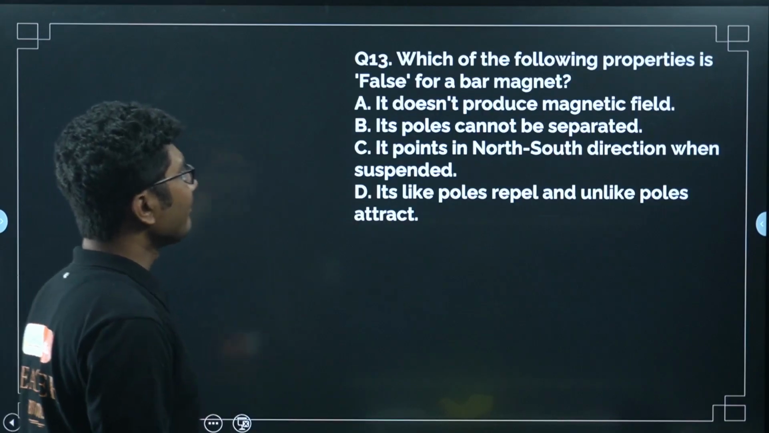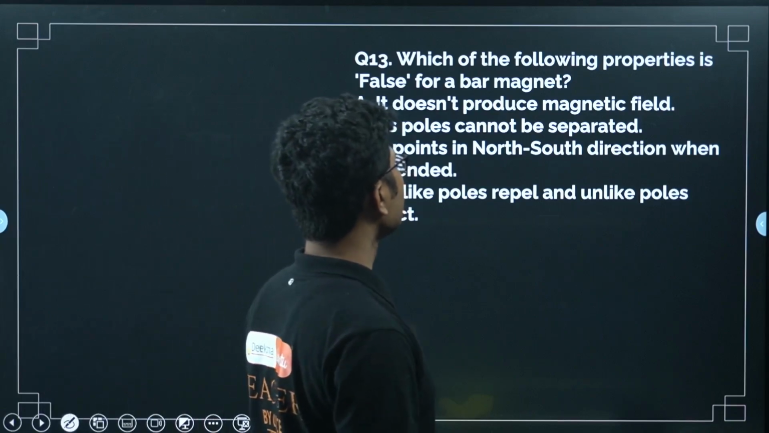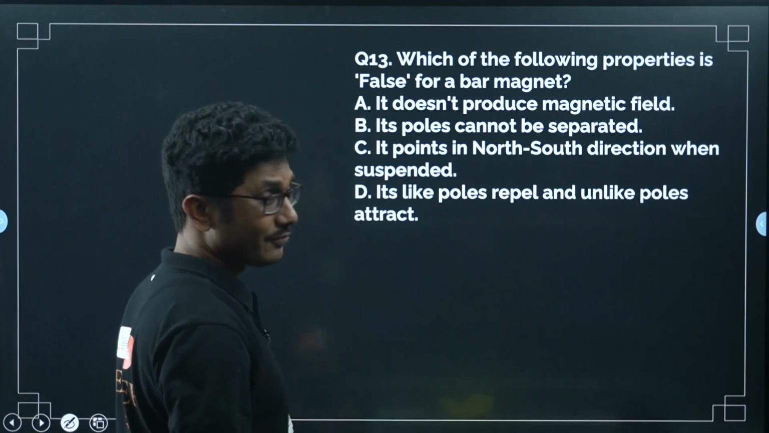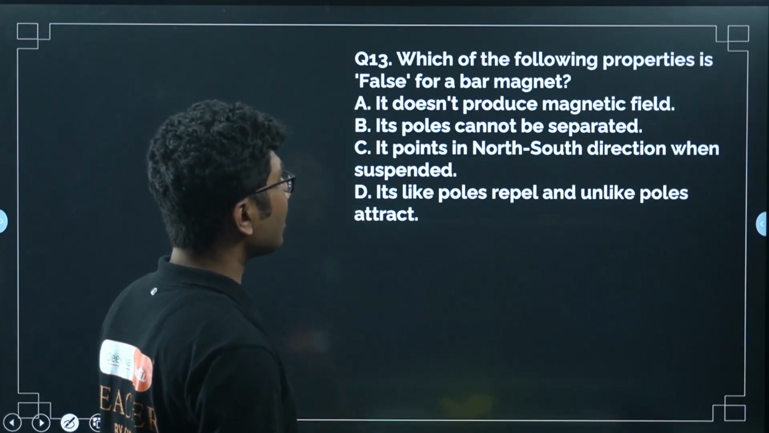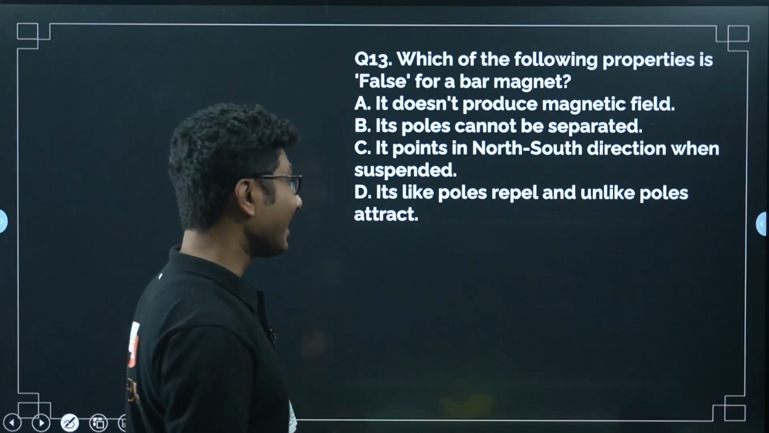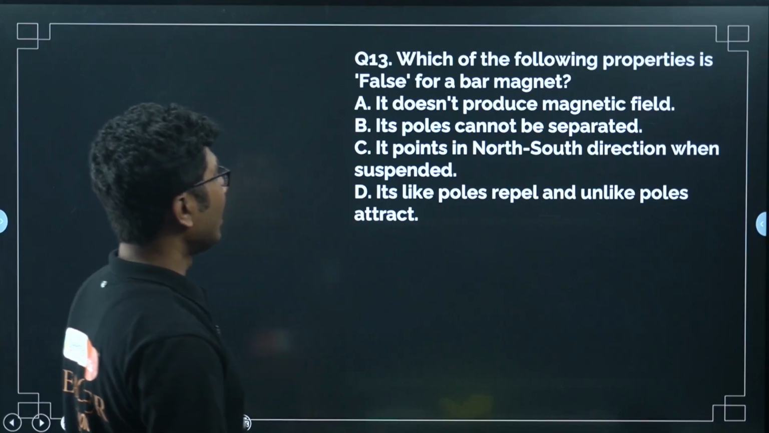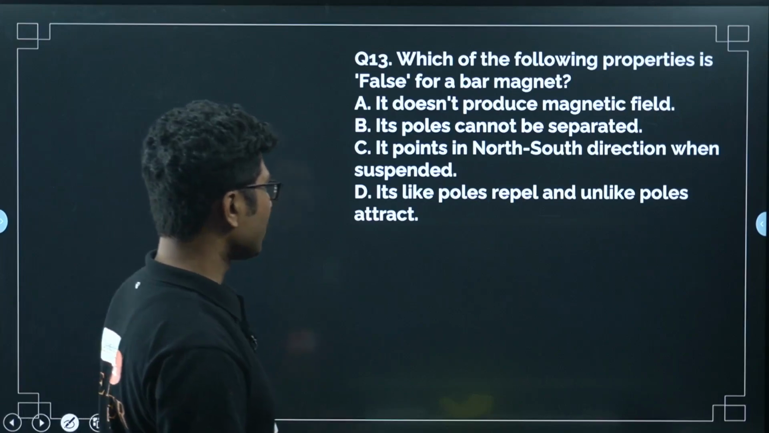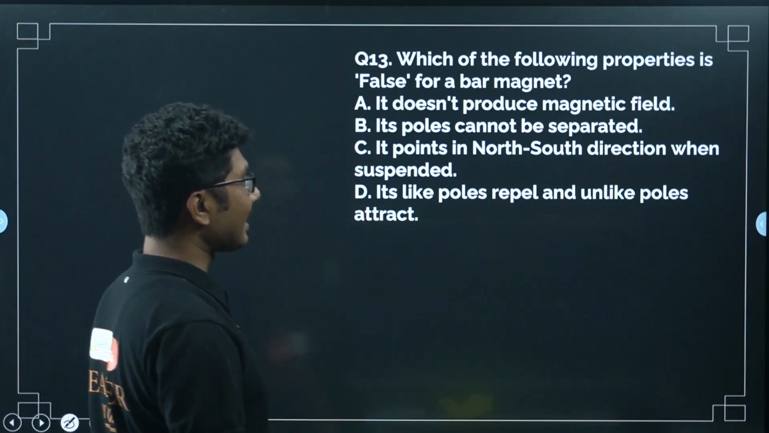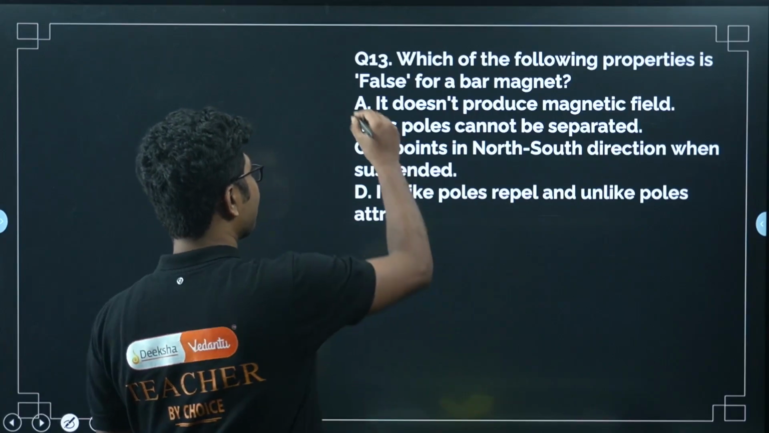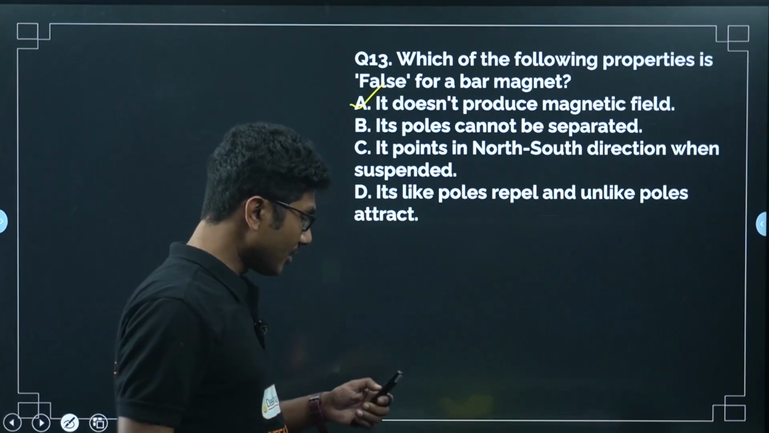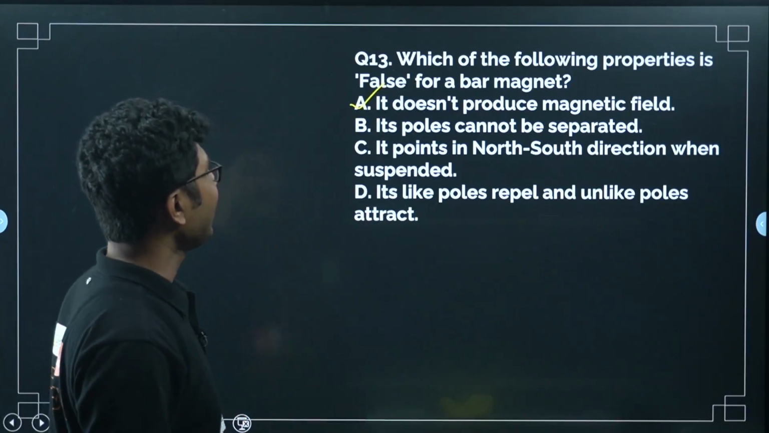Now, which of the following properties is false for a bar magnet? It does not produce a magnetic field. Obviously, this is false. The bar magnet does produce a magnetic field. Let us check the other options. Its poles cannot be separated. Correct statement. It points in the north-south direction when suspended. Correct statement. Its like poles repel and unlike poles attract, which is also a correct statement. So the incorrect statement that you have to select is option A.